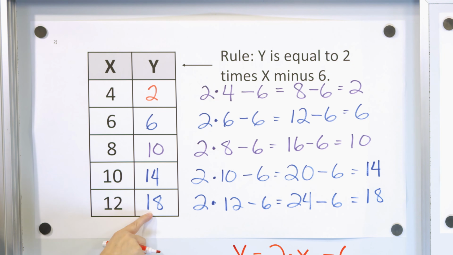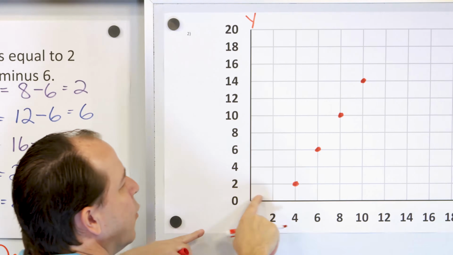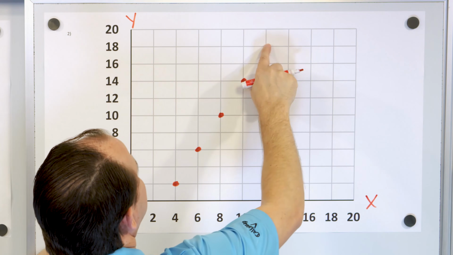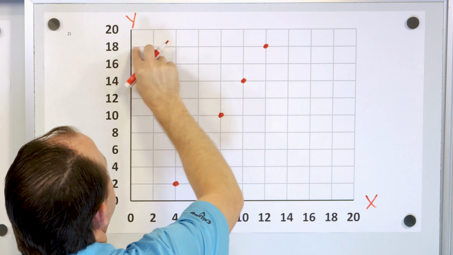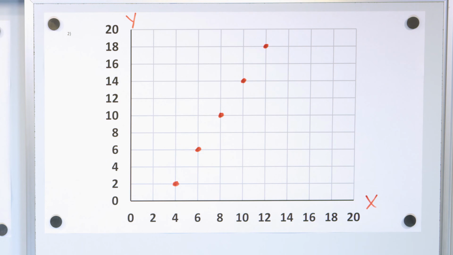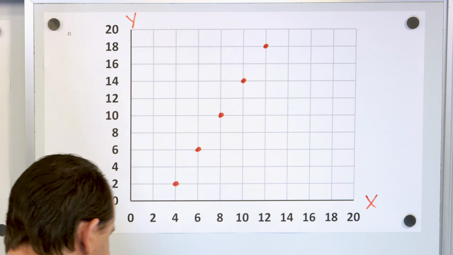12, 18. X is 12, y is 18. You go all the way up to 18, which is right here because it reads 18. And then we can try and see what something like this looks like.